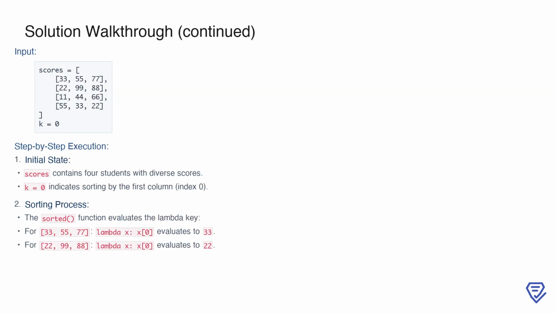Here, we have a larger dataset with 4 students, each having distinct scores in multiple subjects. The value of k is 0, so we are sorting the students based on their scores in the first subject, located at index 0. The lambda function evaluates the first score for each student. For the first student, 33, 55, 77, it returns 33. For the second student, 22, 99, 88, it returns 22. The process continues for the remaining students, determining the sorting keys based on the first subject's scores.